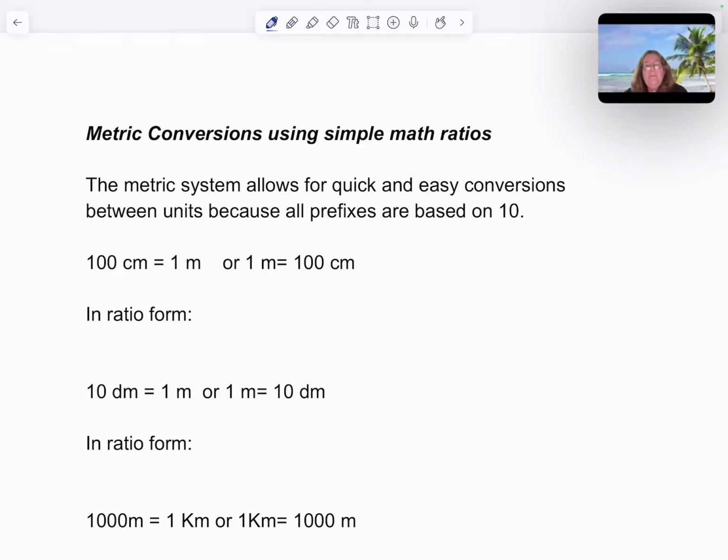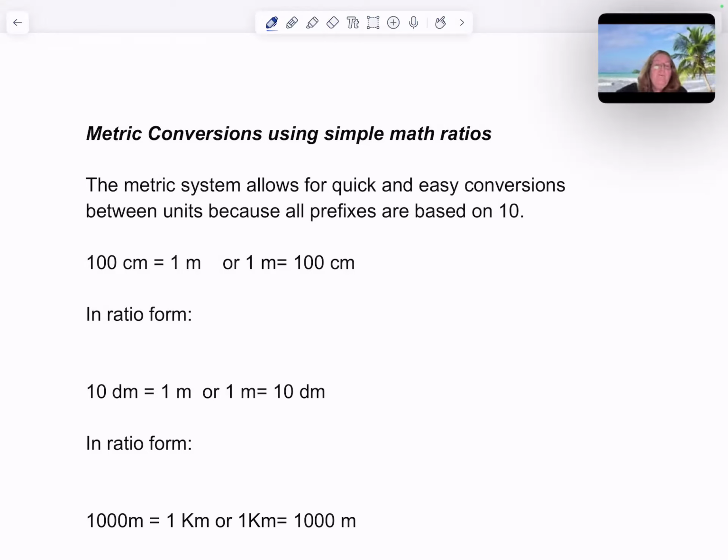In this episode, we're going to continue our study of the metric system, but we're going to be talking about how to convert between metric units using simple math ratios. In other words, we're going to be starting the chemical topic of dimensional analysis. The metric system allows for quick and easy conversion between units because all the prefixes are based on 10.